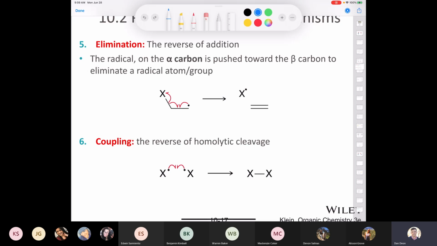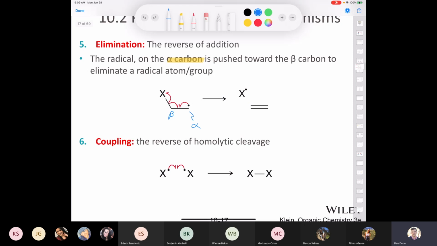The carbon that has the radical on it, that's the alpha carbon. So again, this is the alpha carbon here. Anything next to an alpha carbon is going to be a beta carbon, so that means that this is a beta carbon. Follow again: the radical on that alpha carbon is pushed towards the beta carbon to eliminate a radical. So we end up making a new pi bond here and we eliminate a radical.